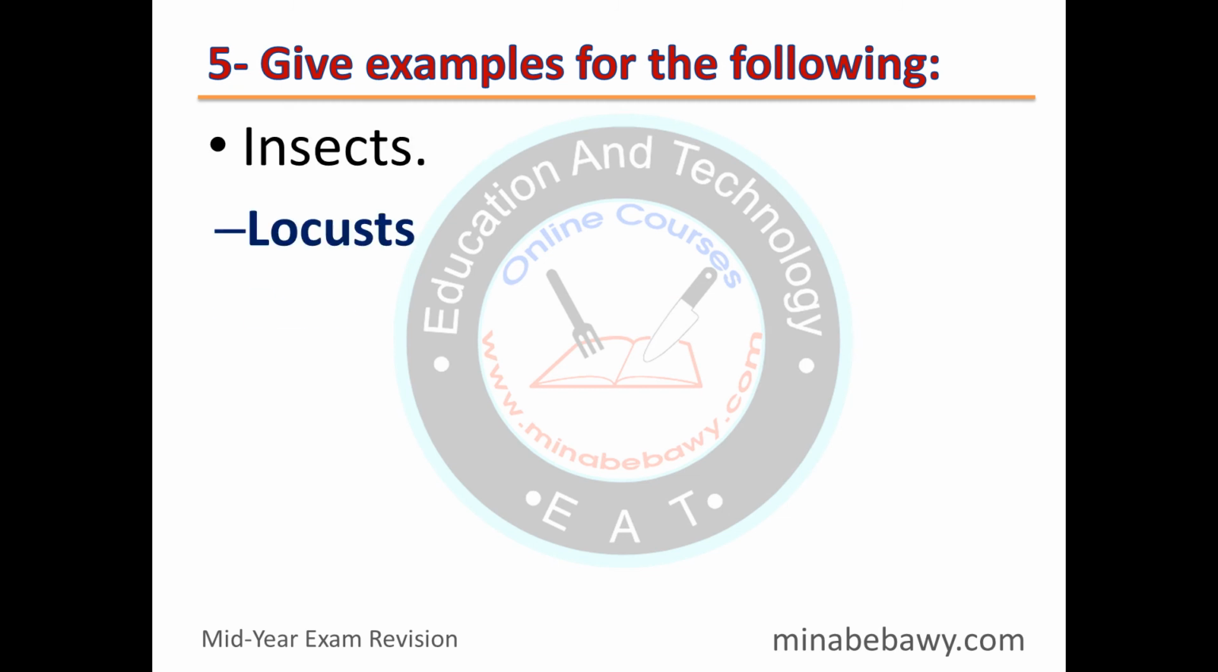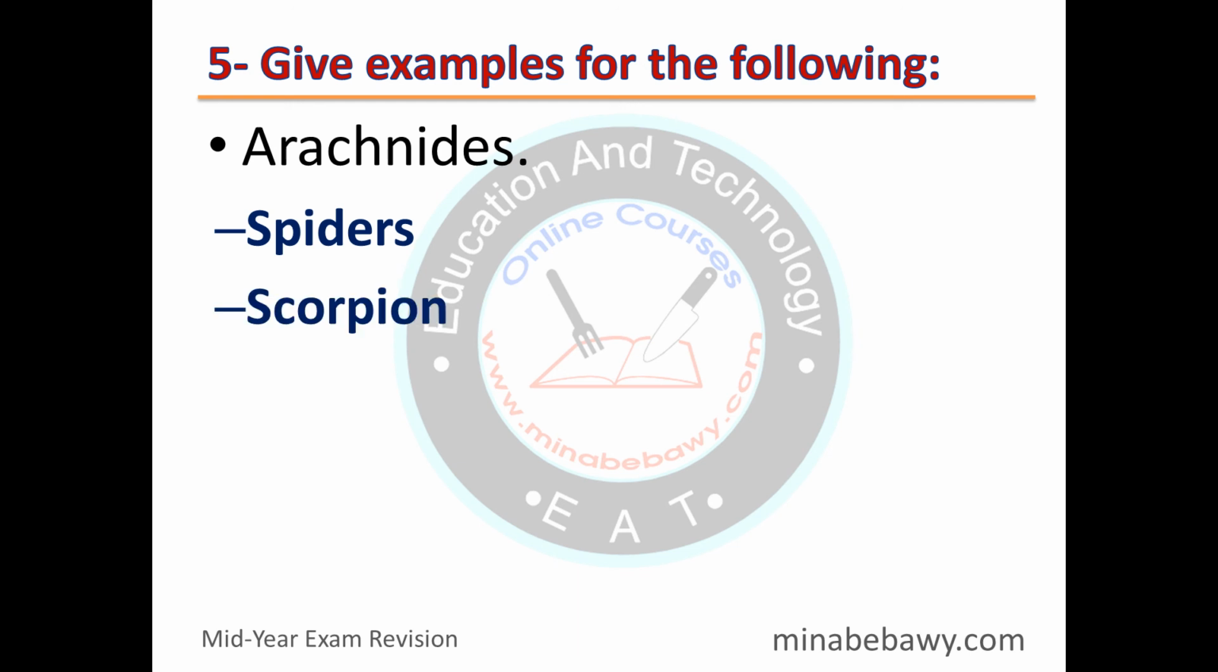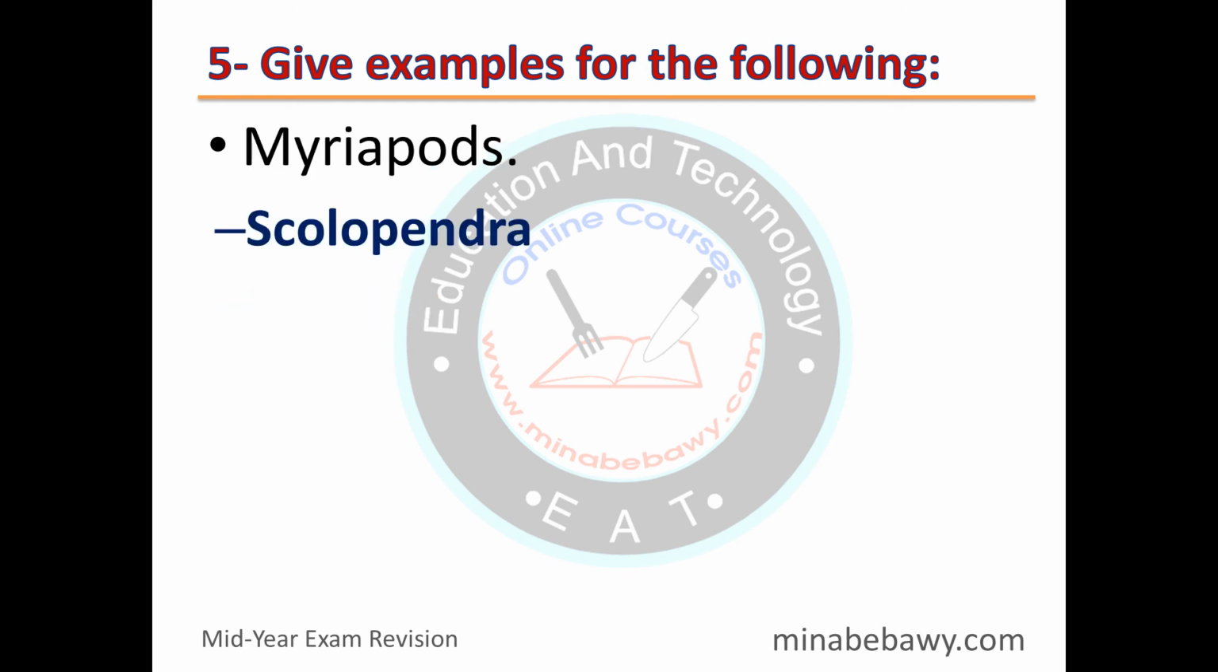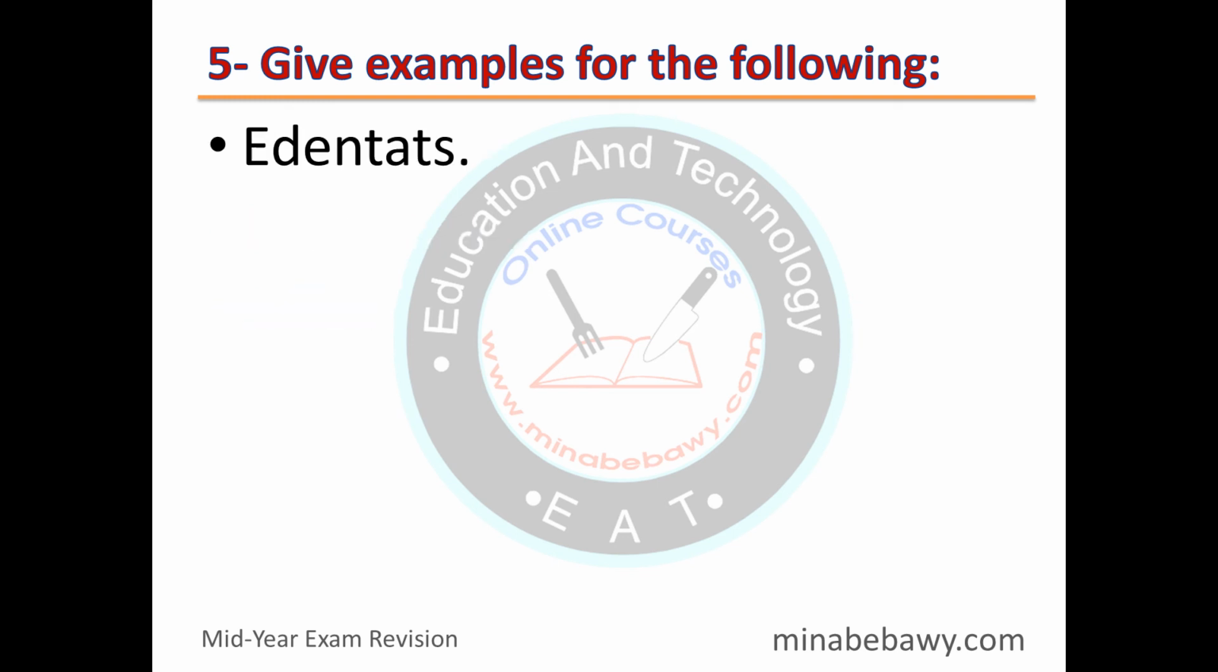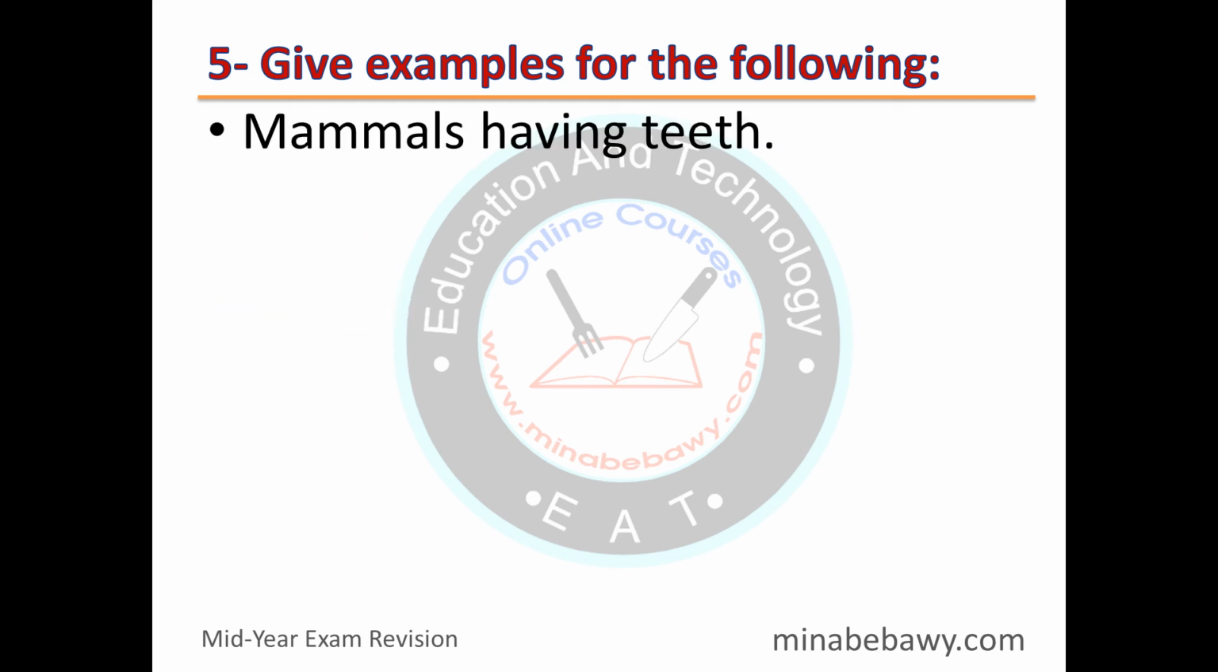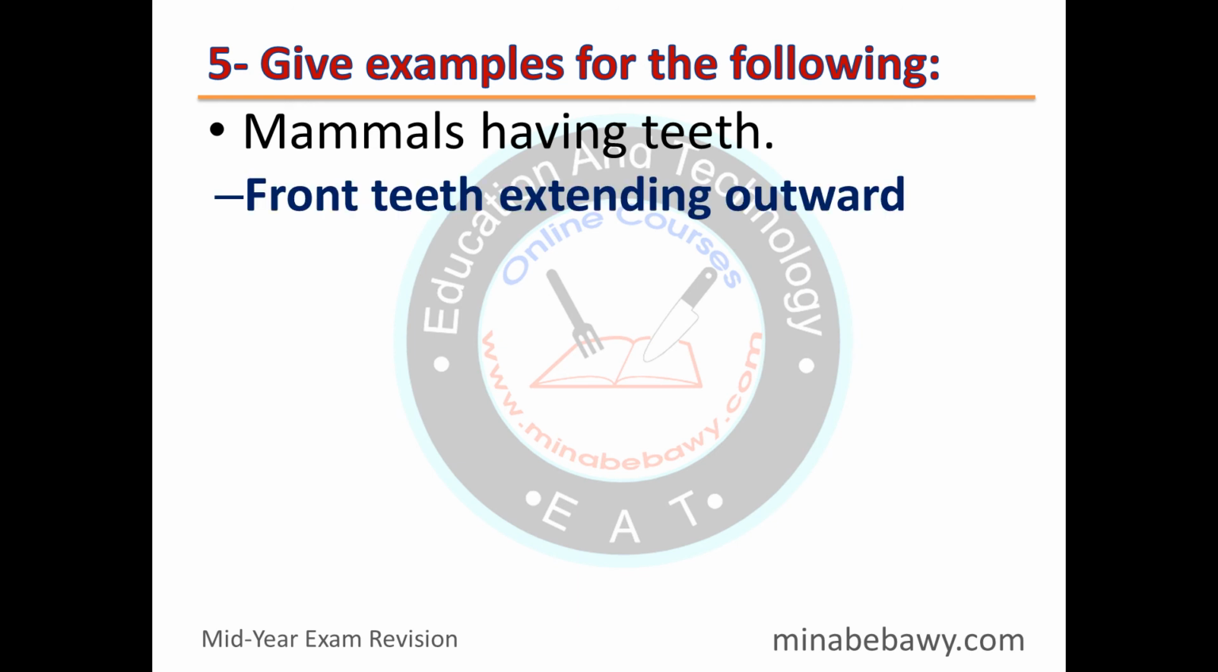Insects, such as locusts, bees, flies, cockroaches. Arachnids, such as spiders, scorpion. Myriapods, such as Scolopendra and Julus. Edentates: sloth, armadillo. Mammals having teeth are divided into three categories.